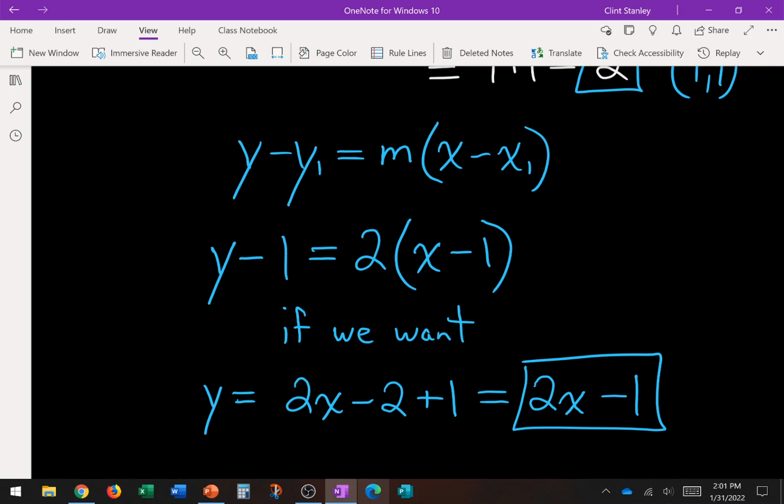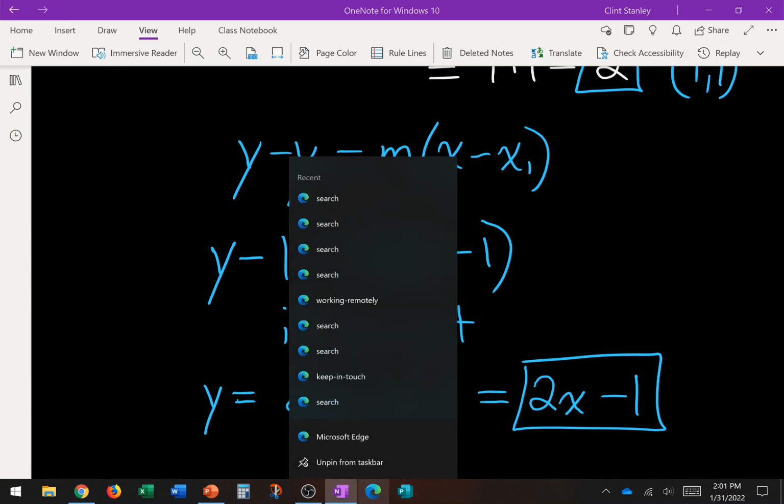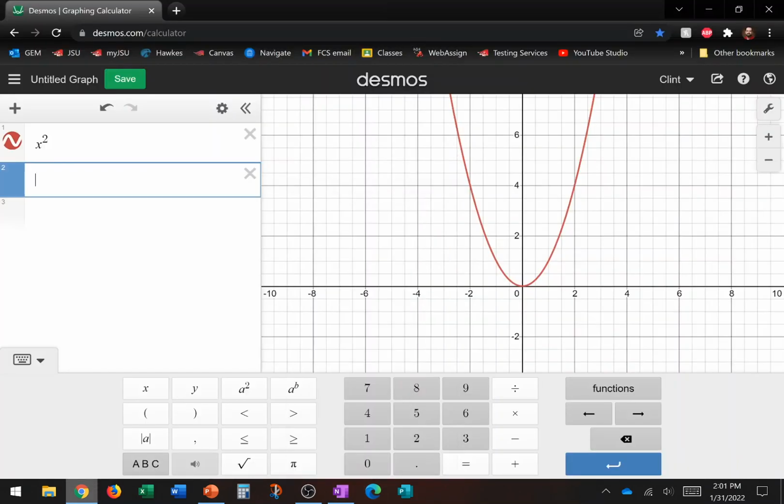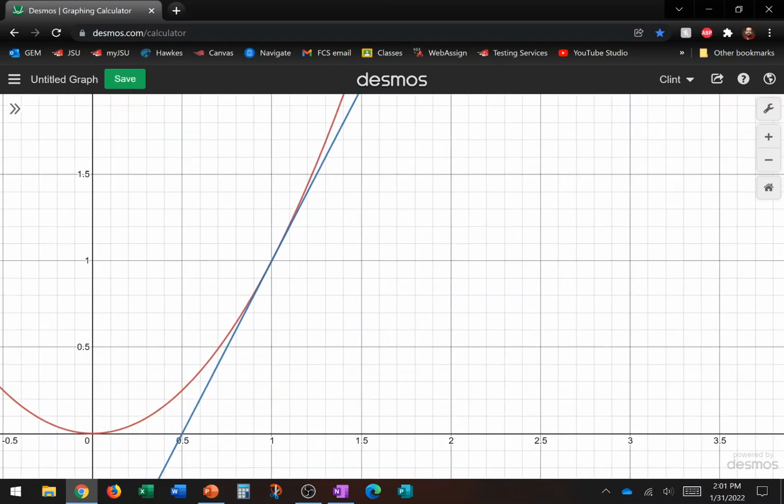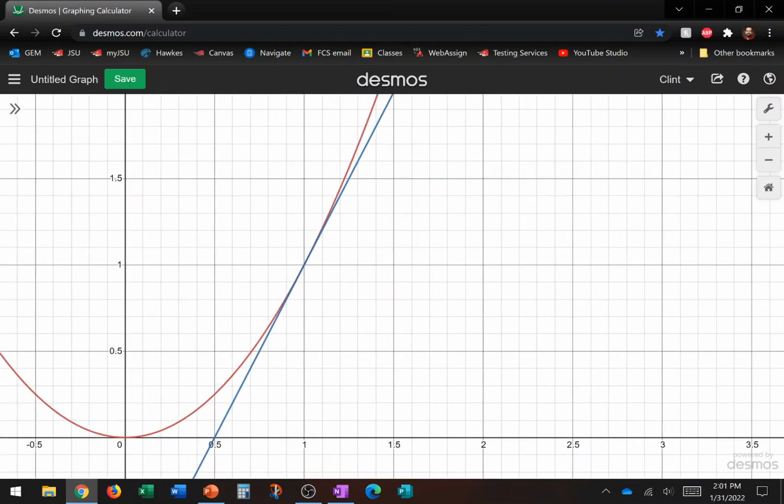We said the tangent line to the point 1, 1 should be 2x minus 1. We're trying to get the tangent line at the point 1, 1. It looks pretty good. Looks like we hit it where we wanted to.